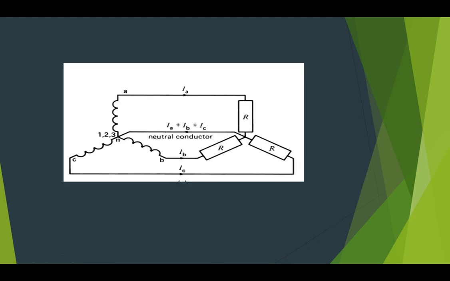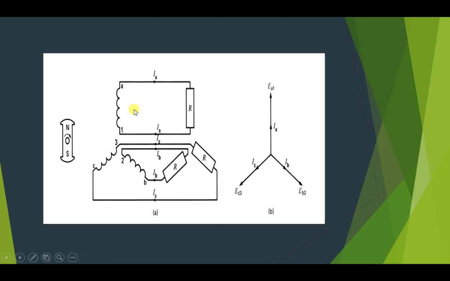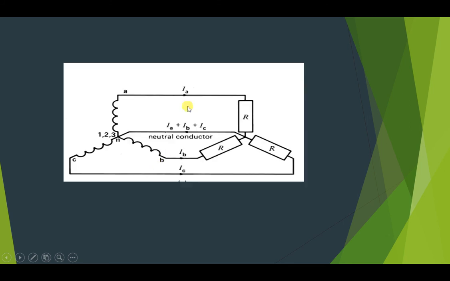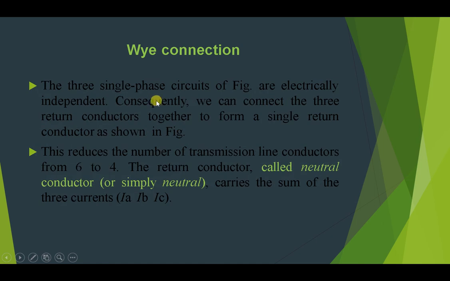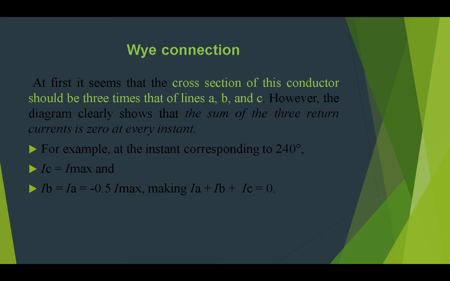This one, see the difference. Each has its own return path, and here we have one return path in which IA, IB and IC return, which we call the neutral conductor. This reduces the number of transmission line conductors from 6 to 4. The return conductor, called the neutral conductor or simply the neutral, carries the sum of the three currents as shown in the figure, that is IA plus IB plus IC.